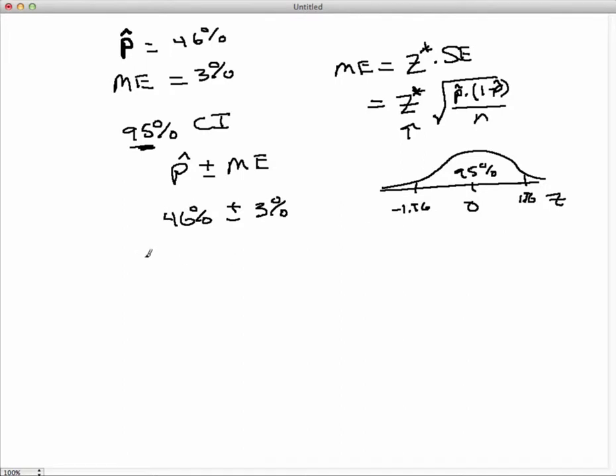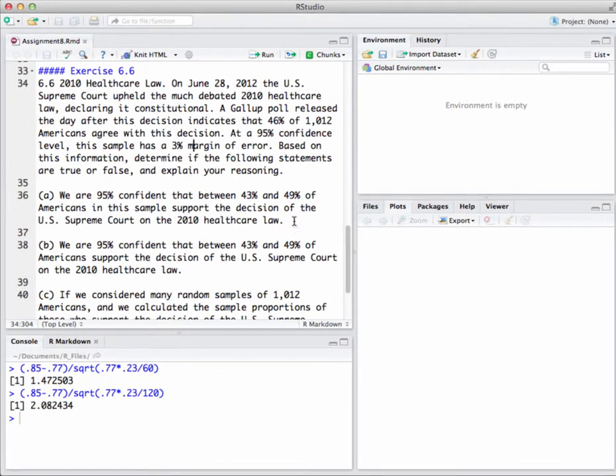So anyway, if we were actually to write out the confidence interval, that would say that somewhere between 43% and 49% of Americans agreed with the decision that was handed down by the Supreme Court. Hopefully that's kind of cool, a real world application of the stuff that we're learning. So let's go back here and see if we can answer the true false questions.